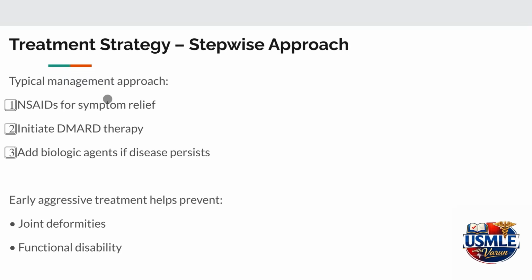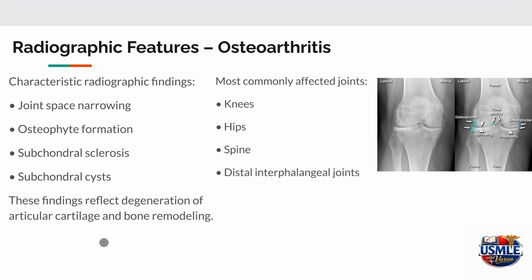Management of inflammatory arthritis usually follows a stepwise approach. Initially, NSAIDs may be used to relieve symptoms such as pain and stiffness. Next, disease-modifying drugs such as methotrexate are initiated to slow disease progression. If the disease remains active despite these medications, biological agents may be added. Early and aggressive treatment helps prevent joint deformities and long-term functional disability.